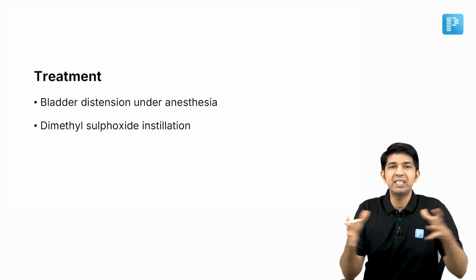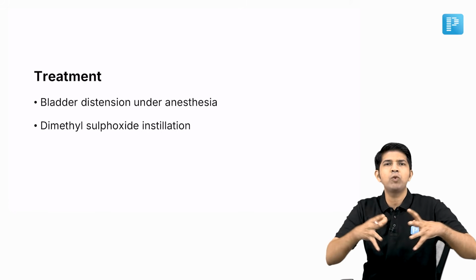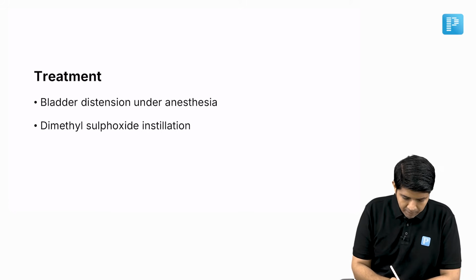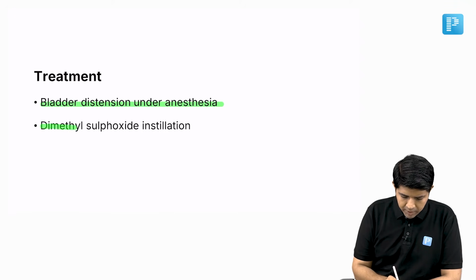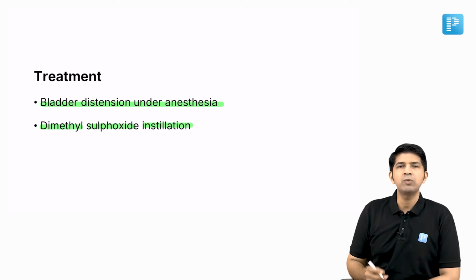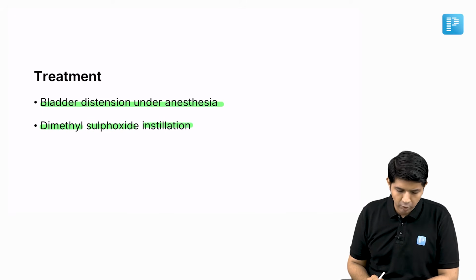One is bladder distension. That means you will push something and forcefully stretch the bladder. That is called bladder distension under anesthesia. Or the alternate option is to do a dimethyl sulfoxide instillation. This will also help treat the patient of interstitial cystitis.